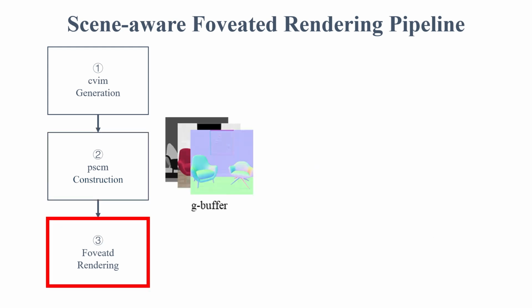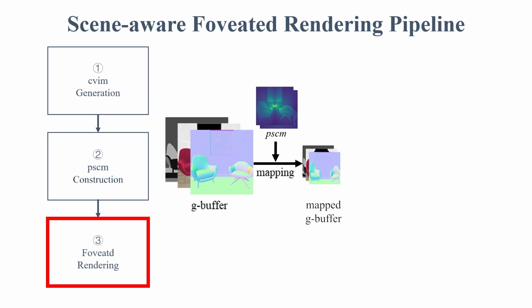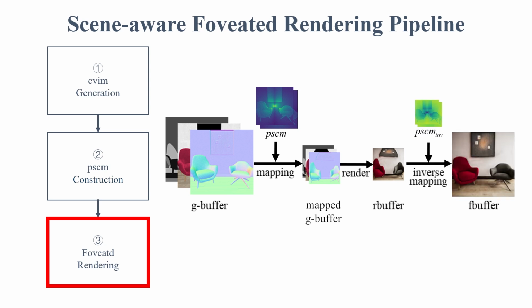In step 3, we first map the G buffer to a mapped G buffer with the guide of the pixel size control map. Then we render the results to a reduced resolution buffer based on the mapped G buffer. Next we do inverse mapping and map the reduced resolution buffer to a final full resolution buffer with the guide of the inverse pixel size control map.